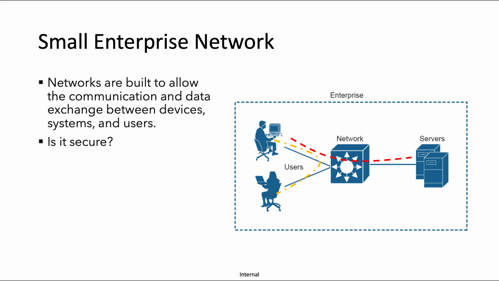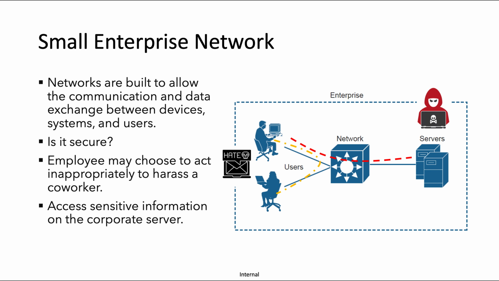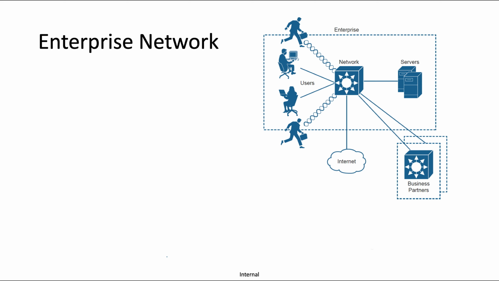An employee here may choose to act inappropriately, to harass a co-worker or access confidential or restricted information on the corporate server. And as the enterprise grows, more users will be added, and the network will be connected to the public internet as well as corporate partner networks. So it may struggle to maintain a secure perimeter with such growth.